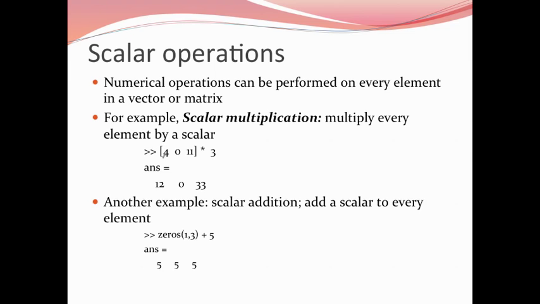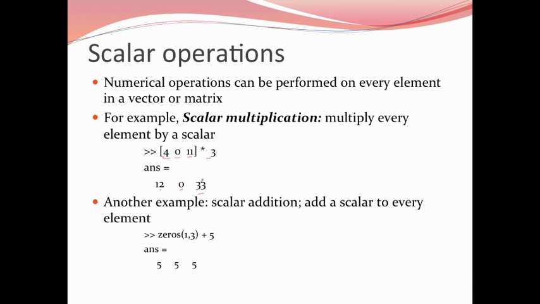Numerical operations can be performed on every element in a vector or a matrix. For example, scalar multiplication means taking every element and multiplying it by a scalar. For example, here's a vector that has 3 elements, 4, 0, 11, and we're going to take each element in the vector and multiply it by 3. So 4 times 3 gives us 12, 0 times 3 gives us 0, 11 times 3 gives us 33.